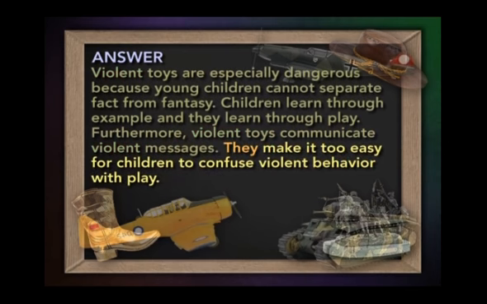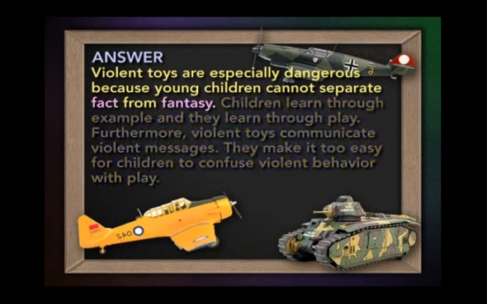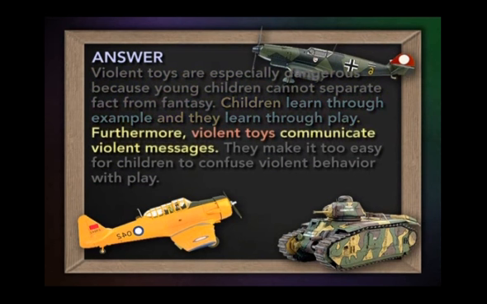Take another look at this particular paragraph. You'll notice the parallel structure. Fact from fantasy. I have two nouns there. Children learn through example, and they learn through play. I've paralleled those. And violent toys, violent messages. Adjective paralleled with adjective, violent. Toys paralleled with messages, noun. So I have an adjective, noun, paralleled with an adjective, noun. This parallelism serves to unify as well as make my paragraph sound very flowing and very smooth.